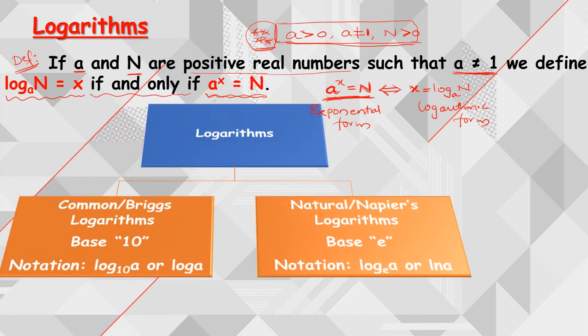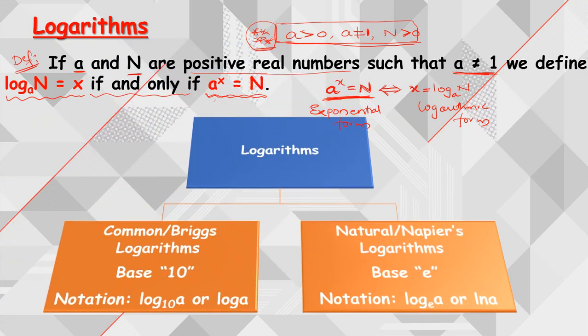Let us see what types of logarithms we have. Basically logarithms are of two types. The first one is the common logarithm or Briggs logarithm. In this type of logarithm, we make use of the base as 10.